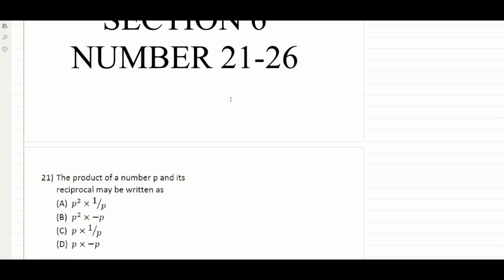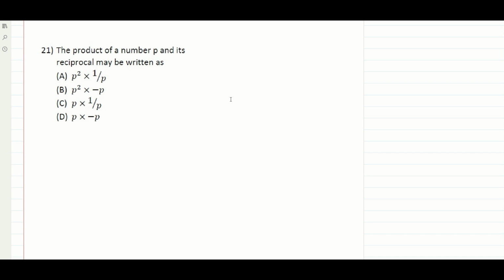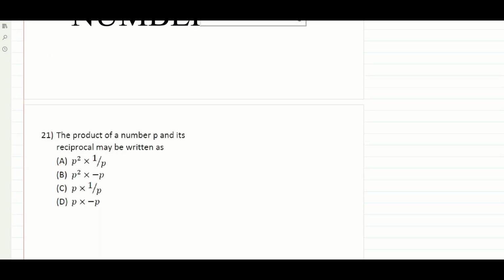Right, now let's do January 2021, paper 1, section 6, which is Algebra 21 to 26. The product of P multiplied by its reciprocal is, right, so reciprocal means the opposite of multiplying by P, which is 1 divided by P. So the answer would be C for this question.